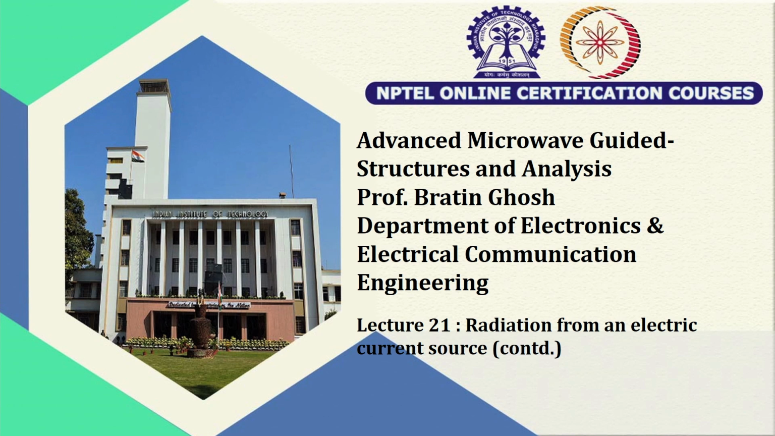Welcome to this lecture on the continuation of the radiation from an electric current source in a homogeneous medium. We have covered the derivation of Helmholtz equation from the electric current source through the intermediary of the vector potential. Now, we are going to investigate how the Helmholtz equation, which is a very central equation in electromagnetics, helps us to calculate the electric and magnetic fields radiated by the current source.